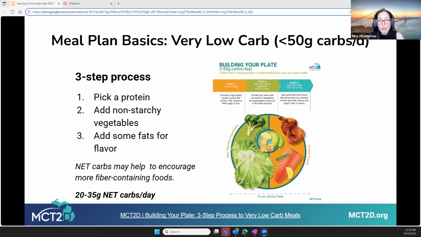And so I actually wanted to take a pause here and do a quick poll with everybody on the call today, just to see if anyone from the audience has ever recommended a very low carbohydrate diet to your patients? So if you can give me one moment, I think you will see a poll pop up. I'm seeing responses come in.